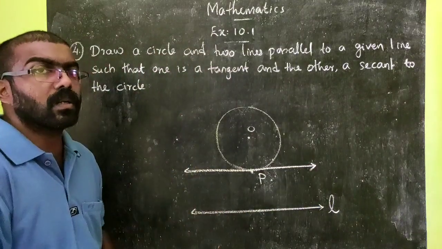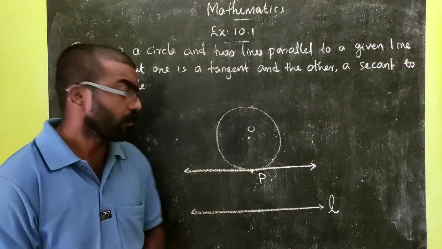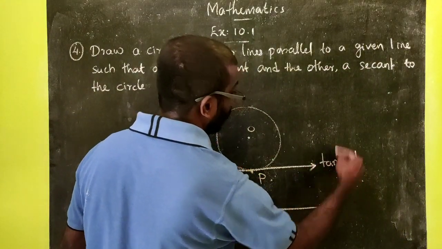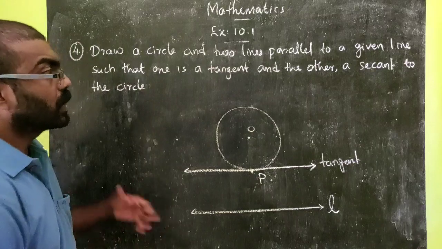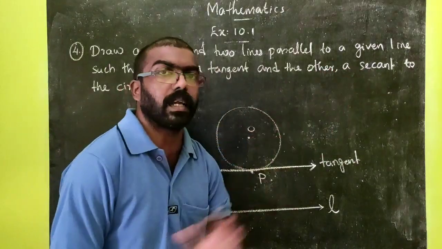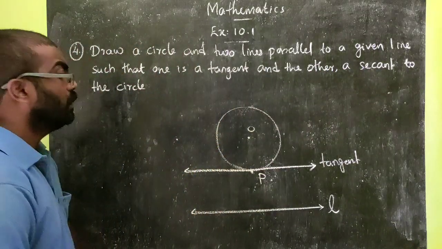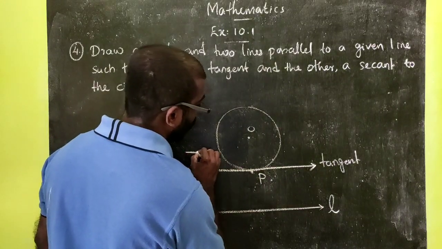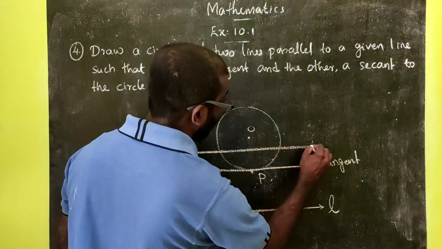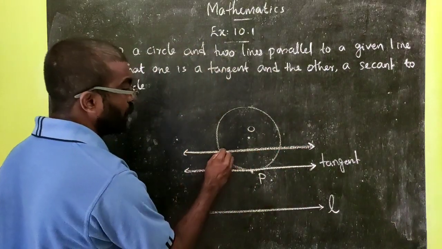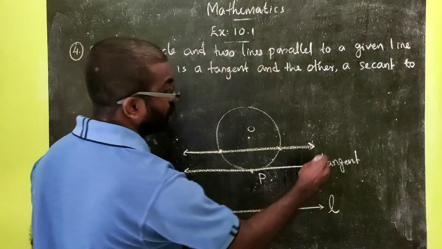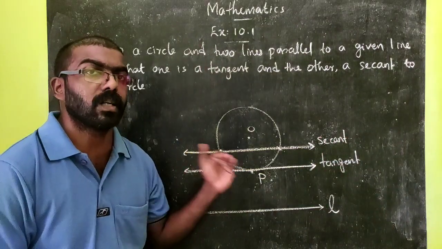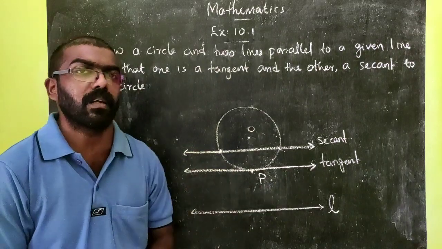We can discuss the actual construction in another class. Now this is a tangent which is parallel to the line L. Next, the other line is a secant. Secant, you know, is a line which intersects the circle at 2 points. So here again we can draw a line which is parallel to the line L and intersects the circle at 2 points. These 2 points. Okay, this is a secant. I repeat, this is not an actual construction. It's just a rough figure.